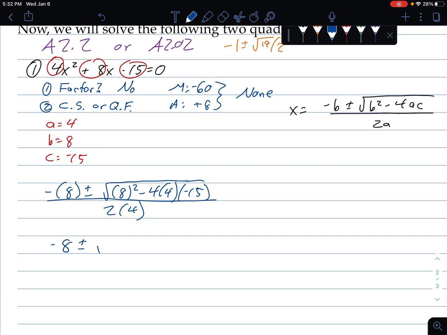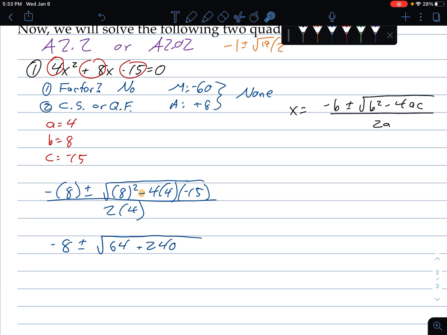-8. What's 8 squared? 64. Now be careful here. This sign is the only thing that trips people up. -4 times 4. -16 times -15. That is, I don't know. Let's pull out a calculator. I have no idea. 16 times 15 is positive 240.